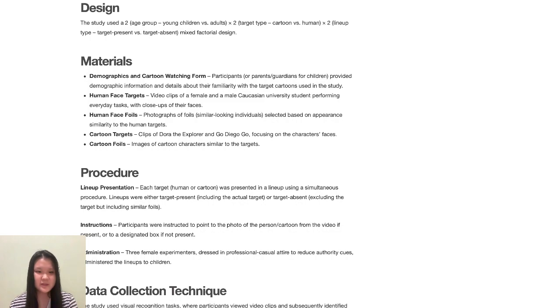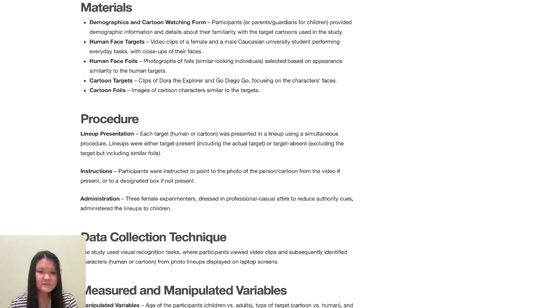Okay, cartoon targets is the next one. Clips of Dora the Explorer and Go Diego Go, focusing on the characters' faces. And the last one for material would be cartoon foils, images of cartoon characters similar to the targets. Okay. Okay, next one would be procedure. So this is a sub point under procedure as well.